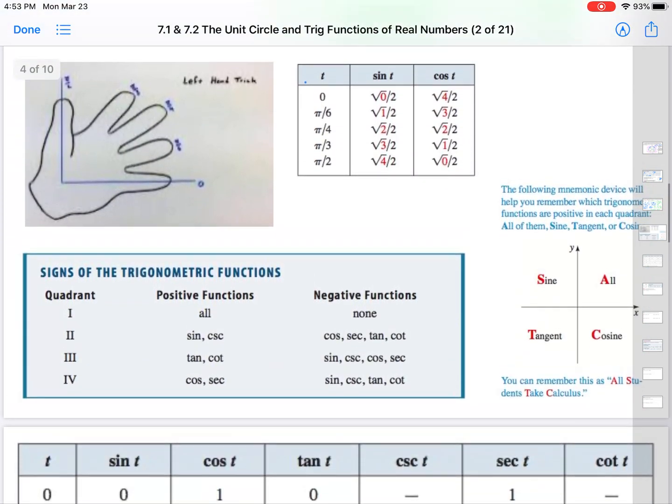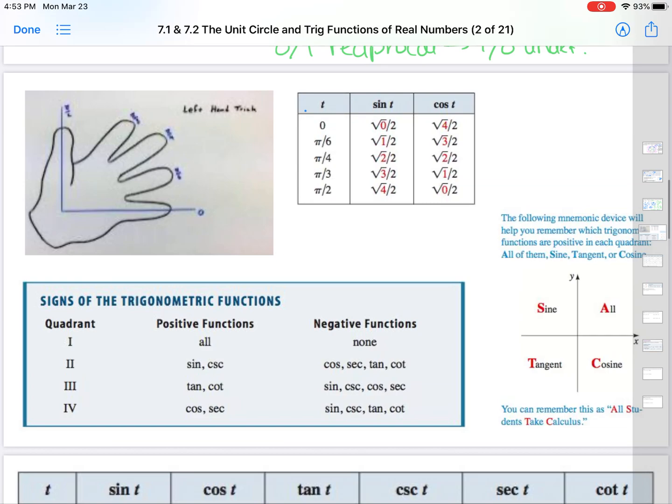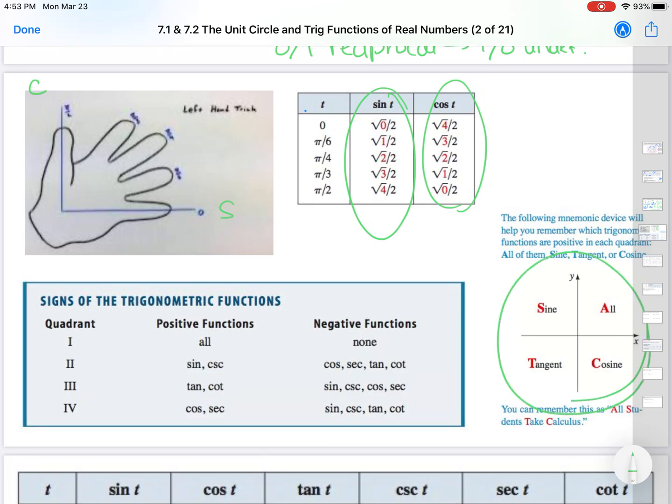All right. And just kind of a quick review. Don't forget about the left-hand trick being really useful. You can kind of see those numbers showing up here. To the left is cosine. To the right is going to be sine when you have your leftover fingers. And all students take calculus is always a great way, if you're going to use the left-hand trick, to then determine, should I put a plus or a minus sign on it?